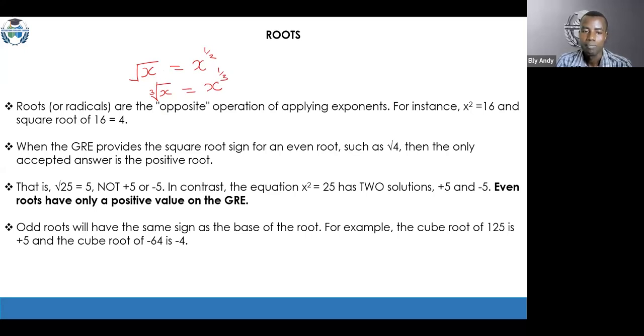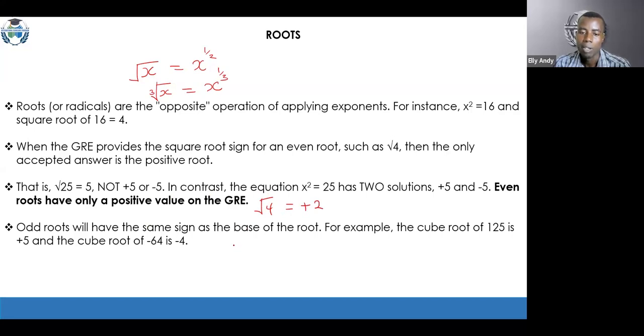Just one thing you need to note here. The GRE has adopted some mathematical concepts that are not universal. For example, when the GRE writes the even root of a positive number, then only the positive solution is considered. We know mathematically that the square root of 4 can be positive 2 or negative 2. But in the GRE, if you have the square root of positive 4, we only consider positive 2. So keep that in mind. But this only applies for even roots.